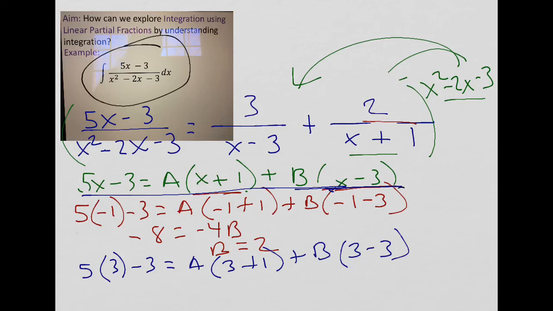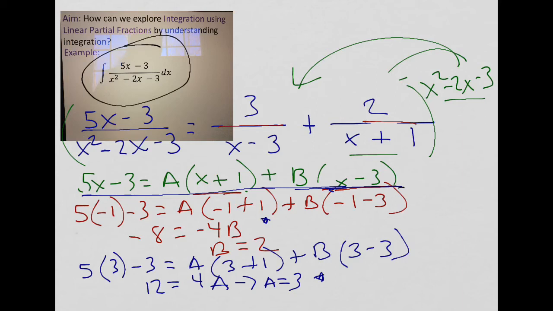Okay, so before we eliminated a, now we're going to be able to eliminate b. So the left side of my equation is 15 minus 3, so that is 12. And my right side is going to be just 4a. So we find that a is going to be 3, and that's what we did have here.